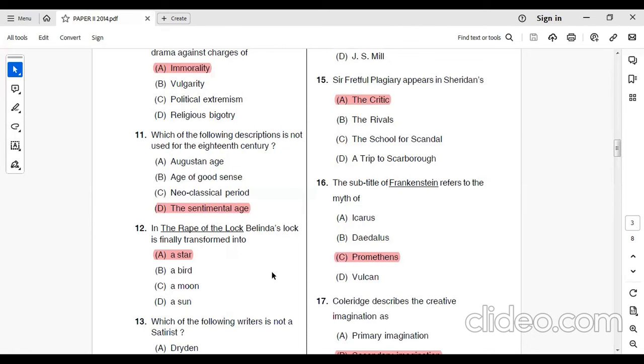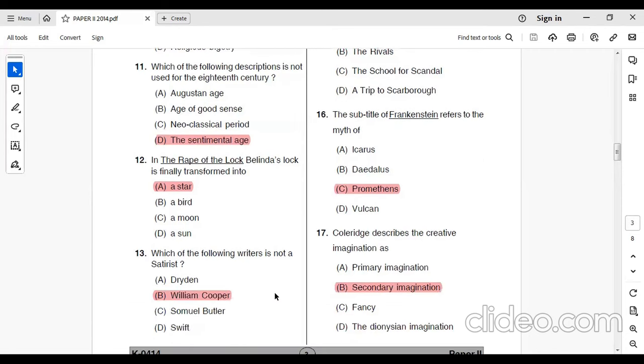So The Rape of the Lock is a narrative mock poem by Alexander Pope, which was first published in 1712, and later it was published in a longer version in 1714, and this is one of the best examples of a mock epic poem. In it, Belinda's lock finally changes into a star.